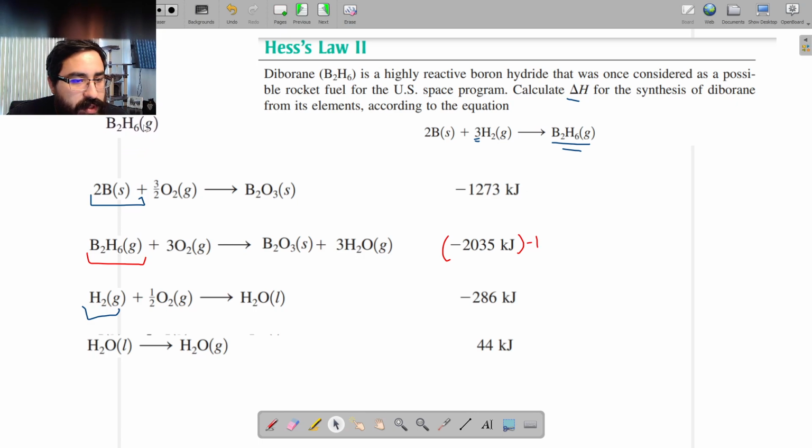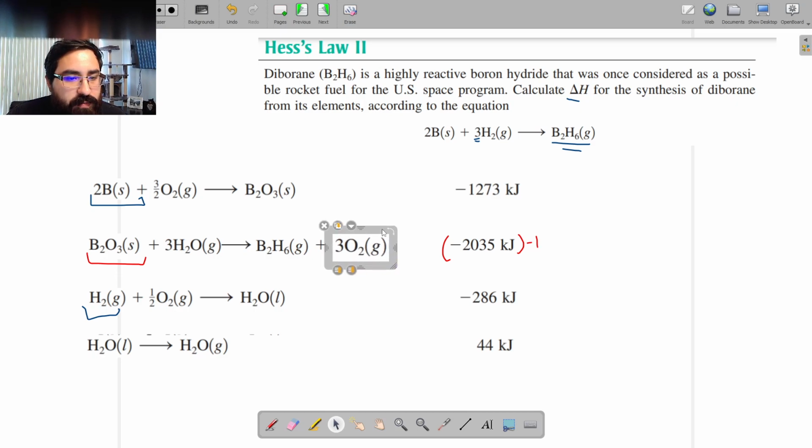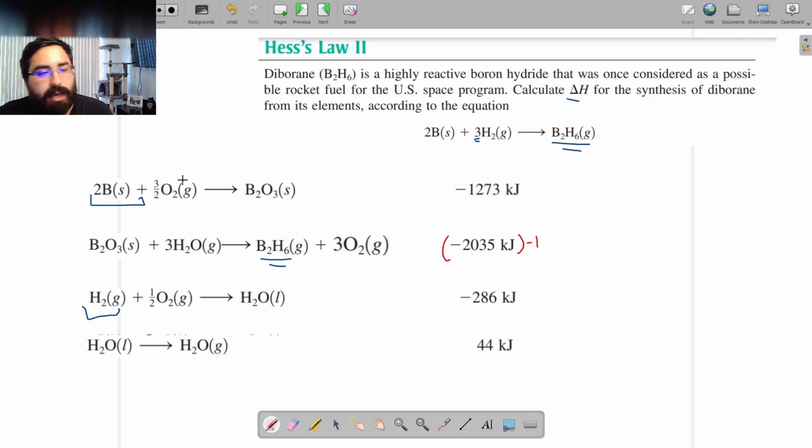So let's move things around, right? So the B2O3 is going to, let's rearrange these things, and I'm moving things around. So now we've flipped this reaction, and if you're following along with a sheet of paper, just pause it right now so you can rewrite this. But now it's in the correct spot. The B2H6 is in the correct spot, which is awesome.